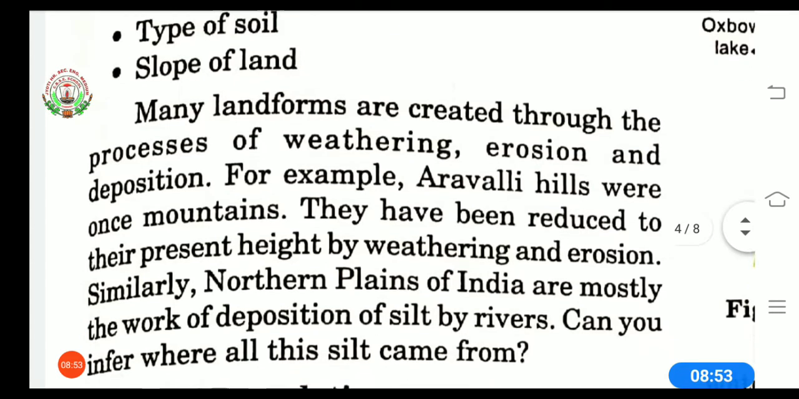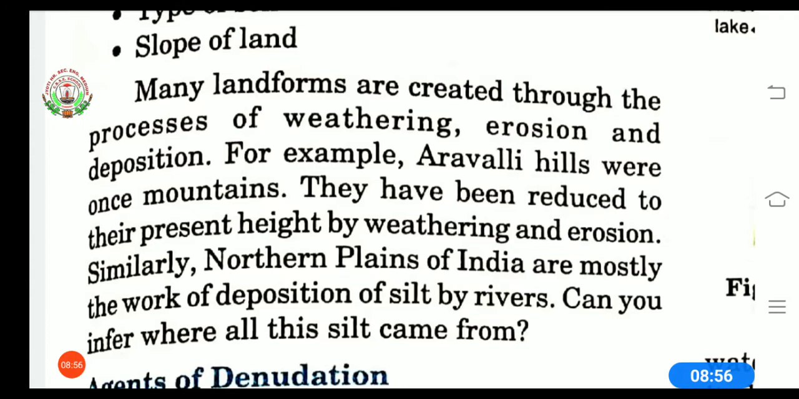First is the Aravalli Hills. Earlier they were mountains and they have been reduced to their present height by weathering and erosion. The second example is the northern plains of India. They are mostly the work of deposition of silt by rivers. They have been eroded because of weathering, and after erosion they have been deposited at one place. And which kind of deposition is it? Deposition of silt by rivers.